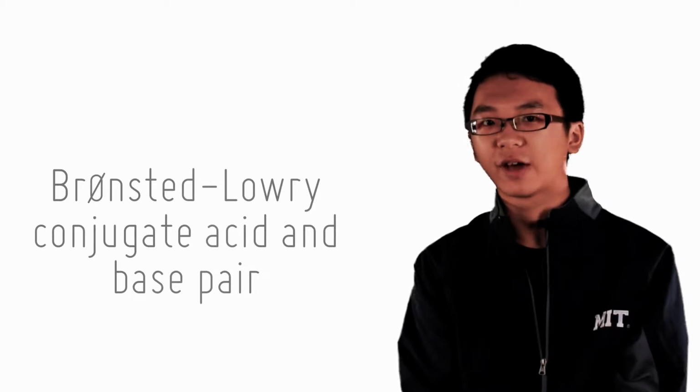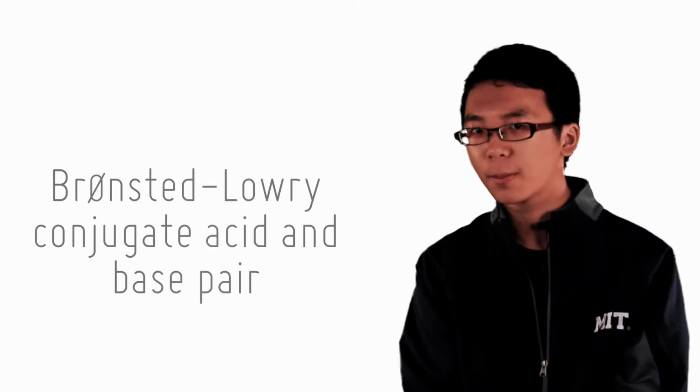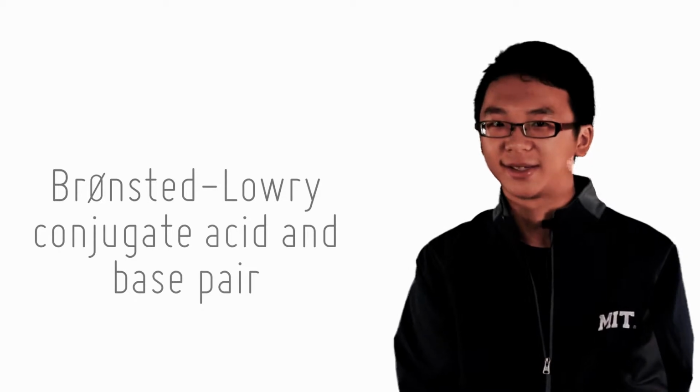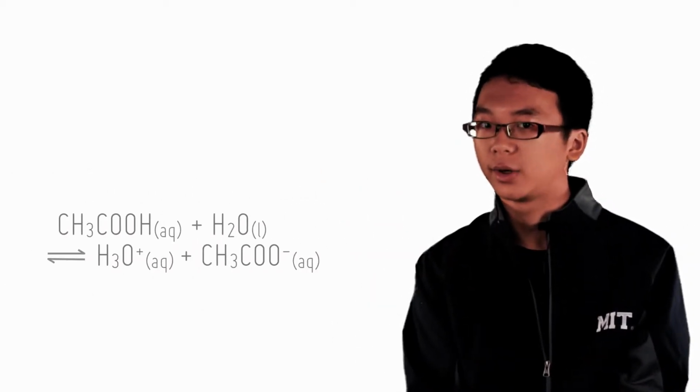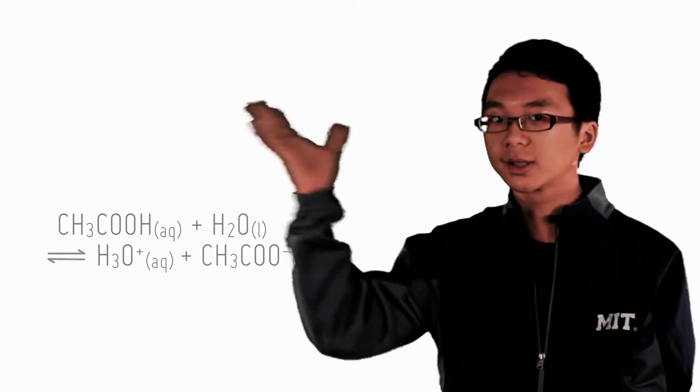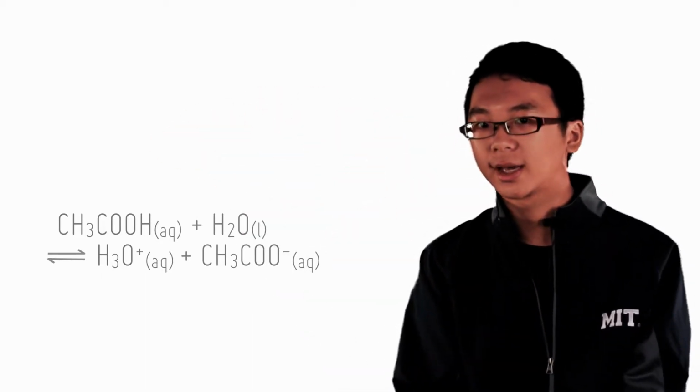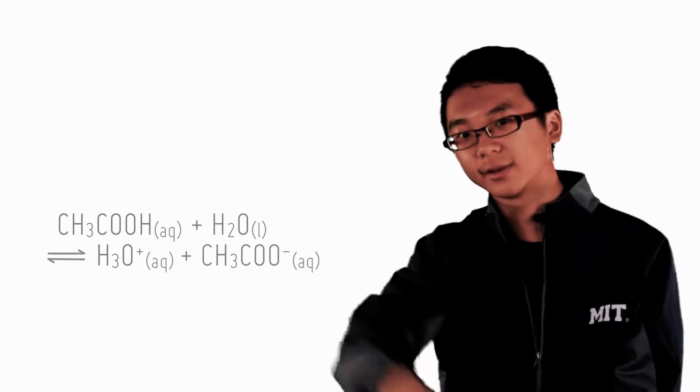Using the Brønsted-Lowry definitions of acids and bases opens up more compounds to the collection of acids and bases. Let's look at an example. Ethanoic acid dissociates in water to form ethanoate and hydronium ions. This is a reversible reaction, meaning that hydronium ions can react with ethanoate to give us ethanoic acid and water.